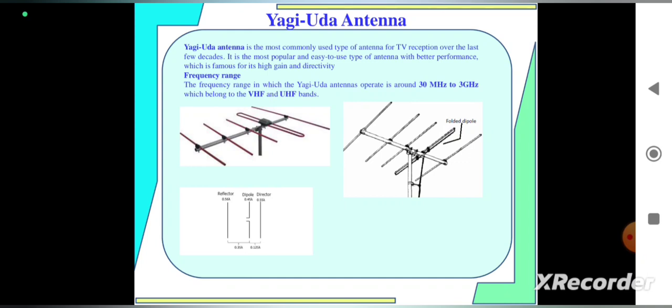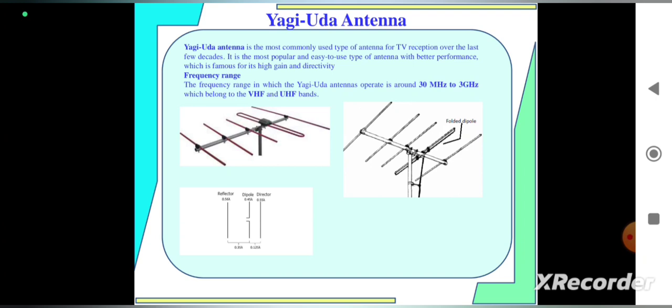In our school days, we were using just a BPL TV. In that BPL TV we used one antenna that looks like this, right? So the folded dipole antenna should be the Yagi-Uda antenna used for our TV reception. It is the most popular and easy to use type of antenna with better performance, which is famous for its high gain and directivity.